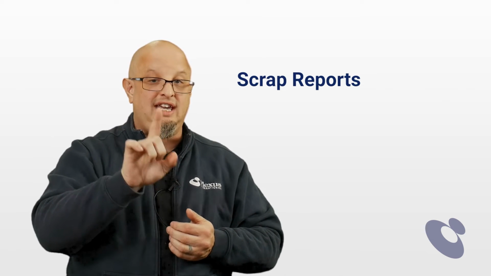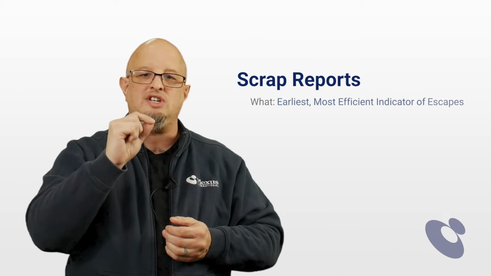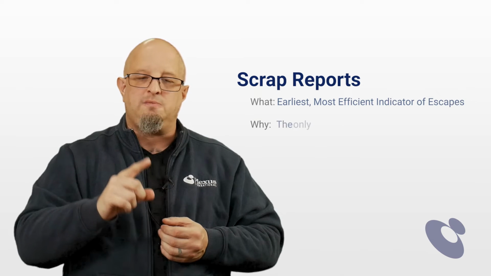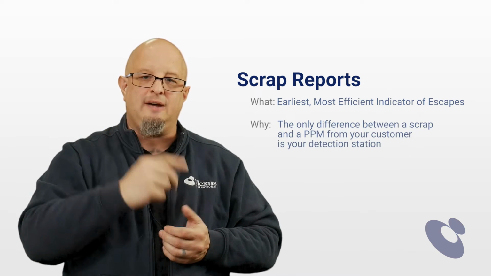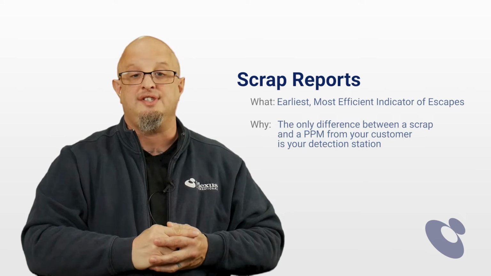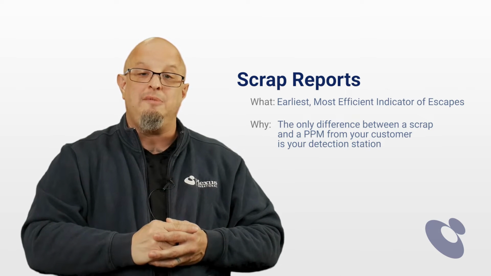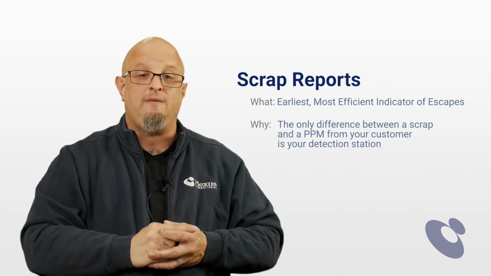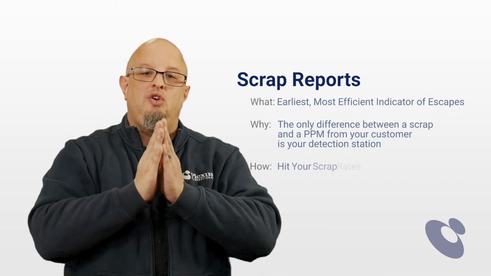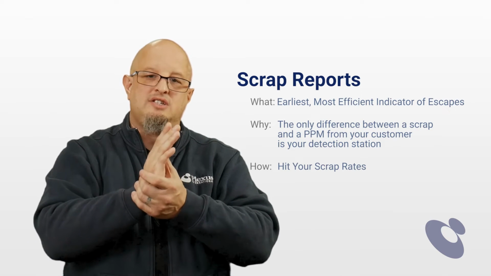Now, the second thing we're going to look at when we talk about prioritizing and planning your audit is scrap reports. Now, this is both for D and P because scrap, folks, is the earliest, most efficient indicator of escapes. Why do I say that? The only difference between a scrap and a PPM from the customer is your detection station. So if you want to make the most of your time auditing your PFMEA, hit your scrap rate, because if you never make the scrap, you don't have to worry about the escape.